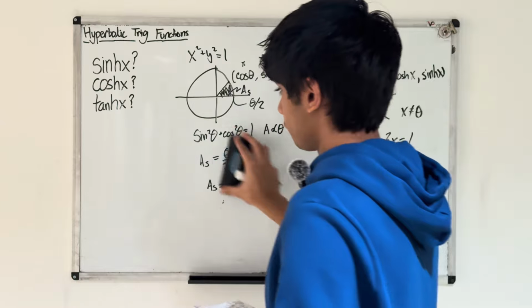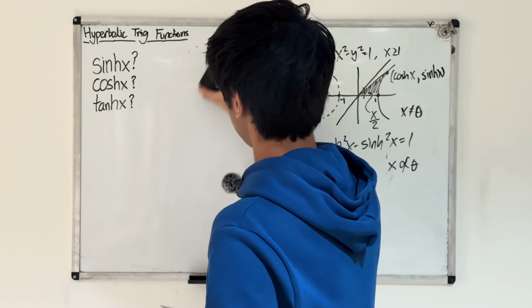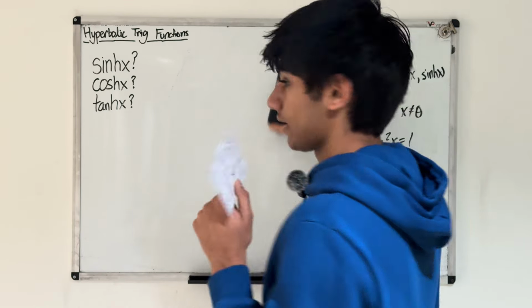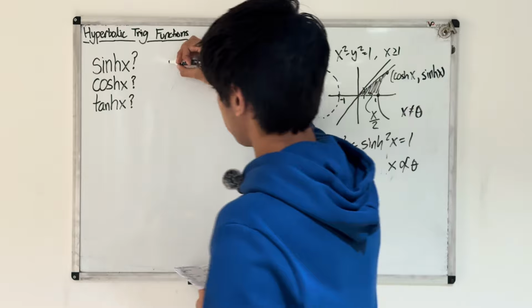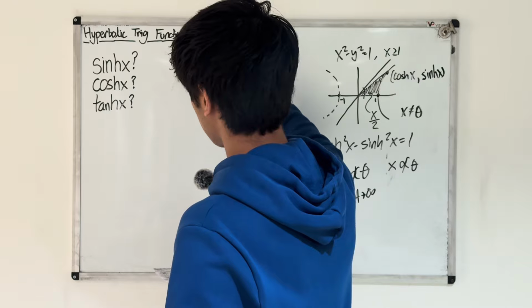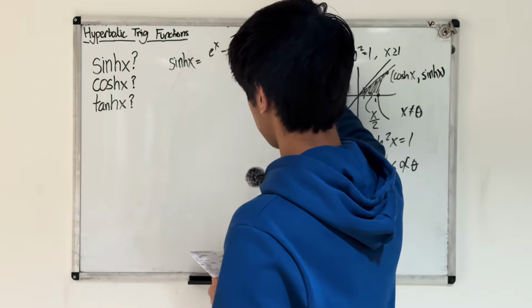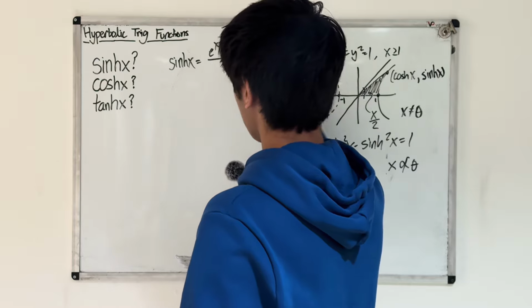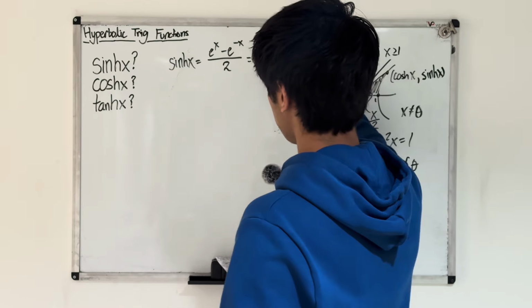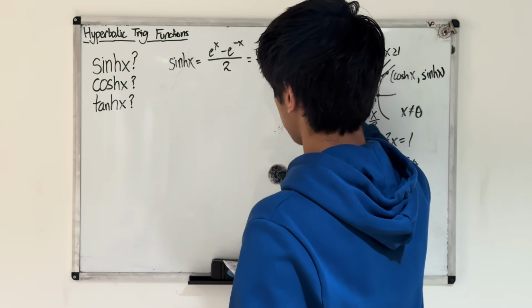Okay, so that's kind of a visual way of looking at it. Now let's look at the actual functions individually. Right now we have this baseline set up in our minds. So first we have sinh of x, and the formula for this is e to the x minus e to the negative x, divided by 2. In other words, e to the x divided by 2 minus e to the negative x divided by 2.